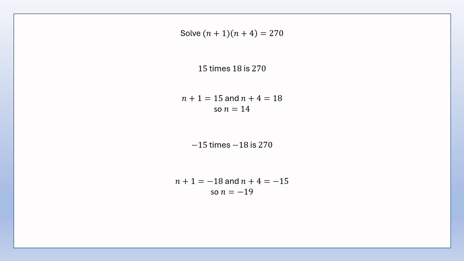So the solutions are n equals 14 or n equals minus 19. I'm not saying that either of these solutions is necessarily better in any objective sense than the other, but I personally prefer the second approach, but you have to choose which you prefer for yourselves.